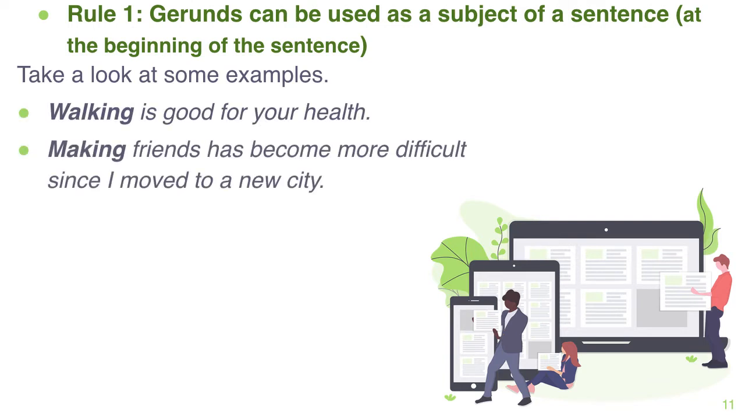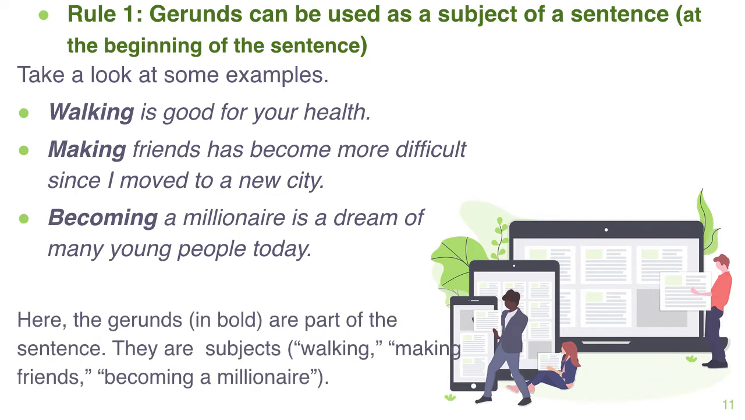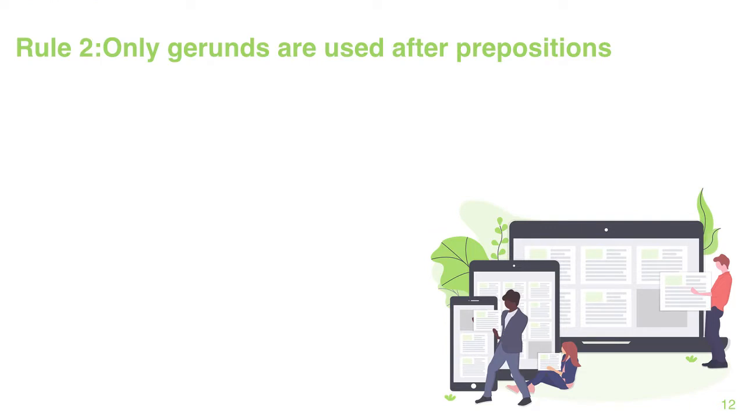Walking is good for your health. Making friends has become more difficult since I moved to a new city. Becoming a millionaire is a dream of many young people today. So here, the gerunds, which are in bold, are subjects: walking, making friends, and becoming a millionaire. Now let's move to rule number 2.